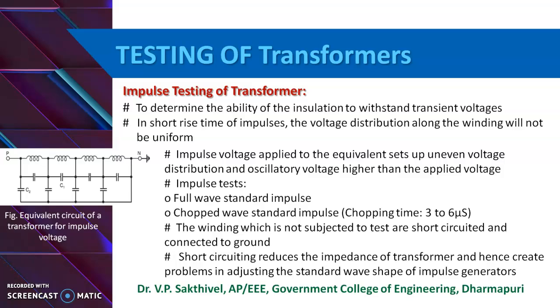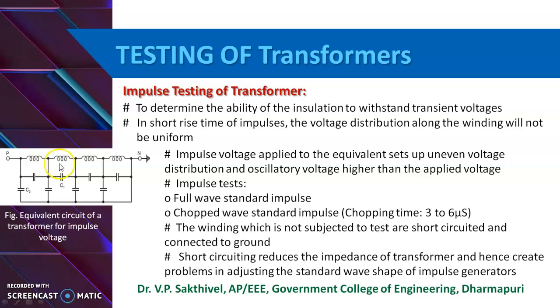Next one is an impulse test. The main purpose of the impulse test is to determine the ability of the insulation of the transformers to withstand the transient voltages due to lightning, etc. Since the transients are impulses of short rise time, the voltage distribution along the transformer winding will not be uniform.